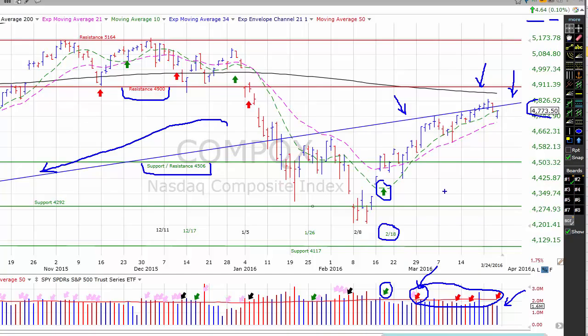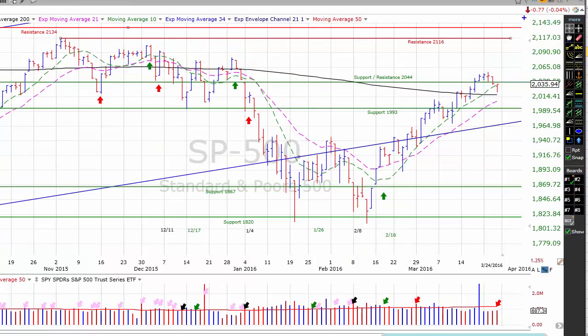Let's see what the S&P 500 is up to. On Thursday, the S&P was down 0.77 points, or 0.04%. We closed at 2035. We closed below this resistance area in the 2044 range. We'll see if we can recapture that resistance and make it support.